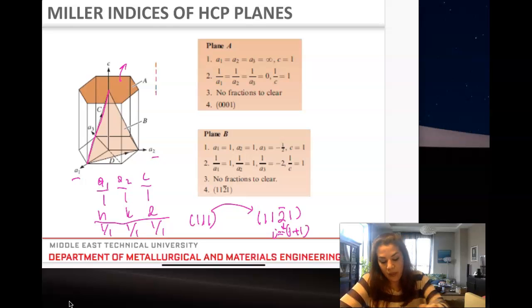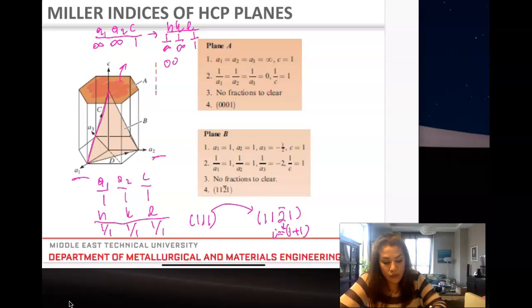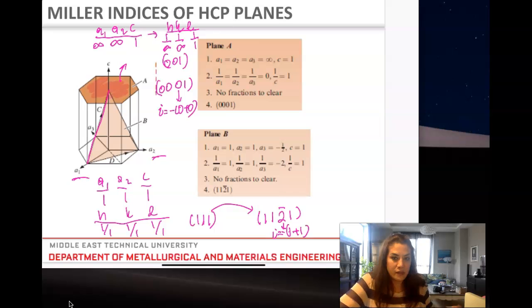The same thing for this A. What about for A? What are the indices for three axis? First of all, let's find the intersections with A1, A2, and C. It does not intersect with A1 unless it's at infinity. They're parallel with A1 and A2, right? This specific plane you're seeing here. And the C axis is intersected at 1. So the conversion to HKL is 1 over infinity, 1 over infinity, 1 over 1. So it is 0, 0, 1 in three-axis notation. How do I convert it to four axes? It's 0, 0, 0, 1 this time. Why? Because this I, again, is equal to negative 0 plus 0. Okay? So it is that simple.